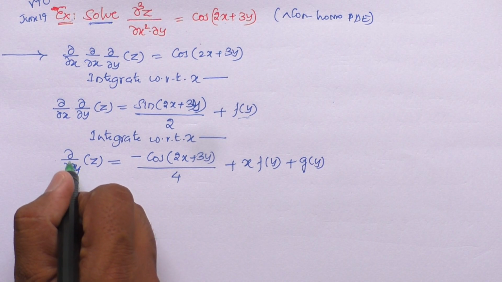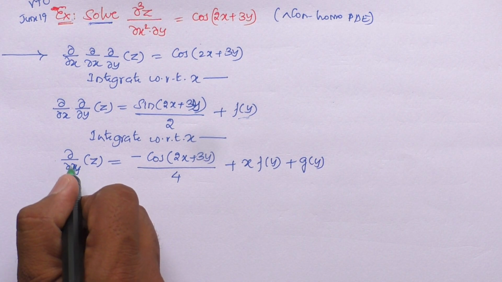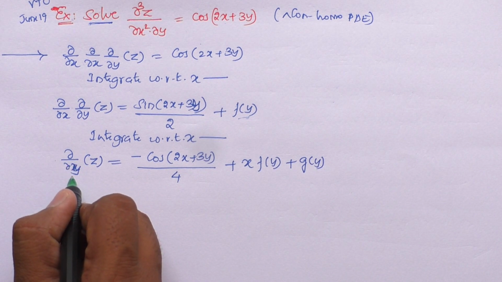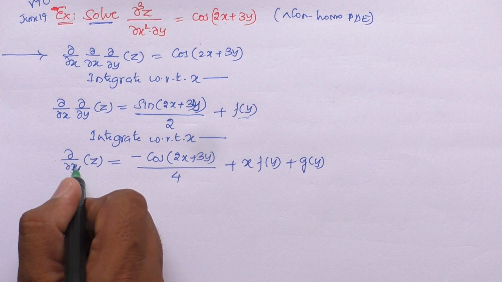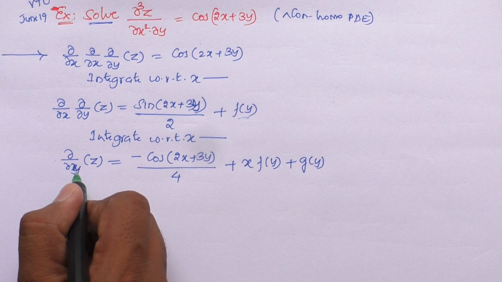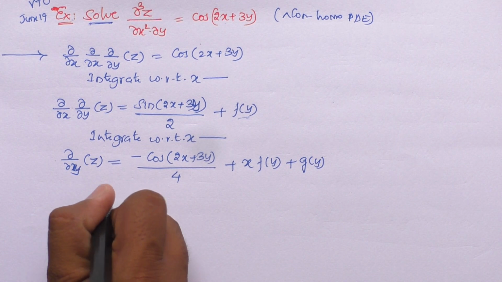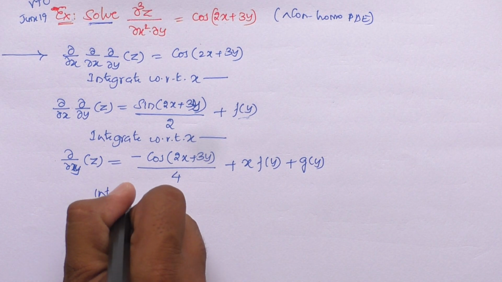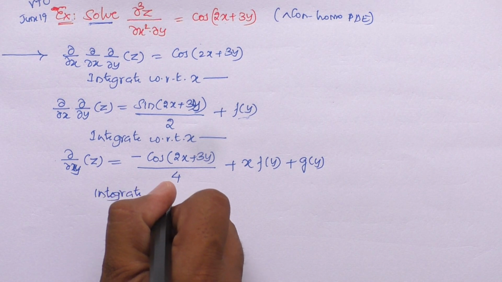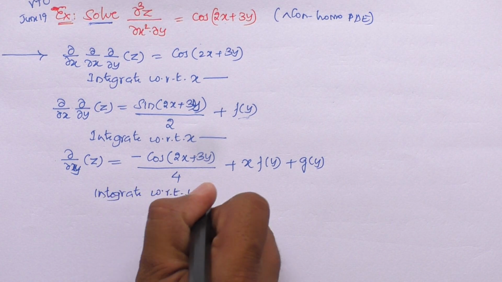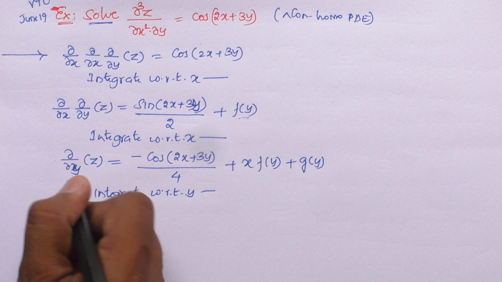Now you look at this ∂/∂y. So differentiation with respect to y, so this has to be removed. To remove that one, integrate with respect to y. So when you integrate, this term will be removed.